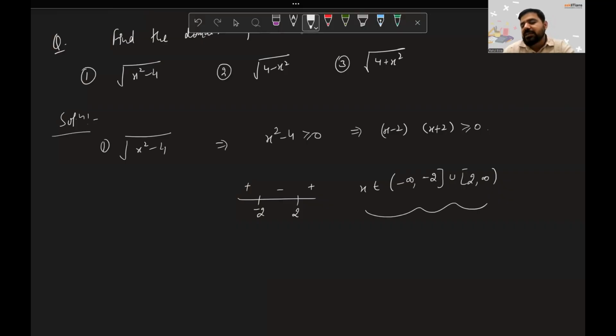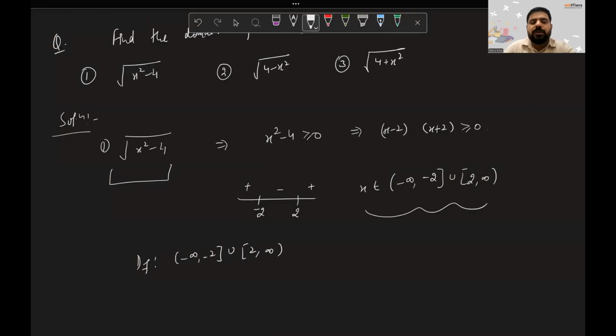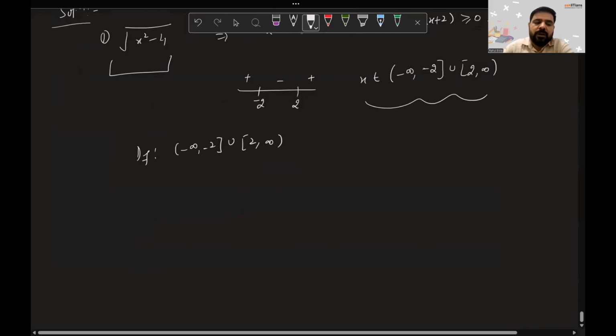So only for these inputs, this expression will be defined. So this is the domain of the function. So let's say if you ask me what is domain, domain is minus infinity to minus 2 union 2 to infinity, right? So this is going to be your domain.